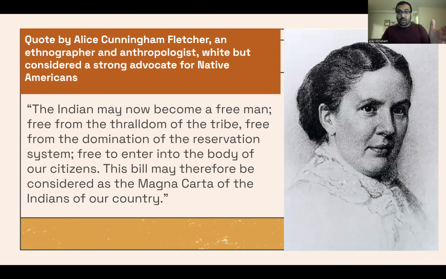So here's one quote by Alice Cunningham Fletcher, who we need to recognize. Alice Cunningham Fletcher was a scientist. She was what's called an ethnographer. She went and lived with the Sioux. She lived with actually a couple of different tribes. She is known for being a strong advocate for Native Americans.